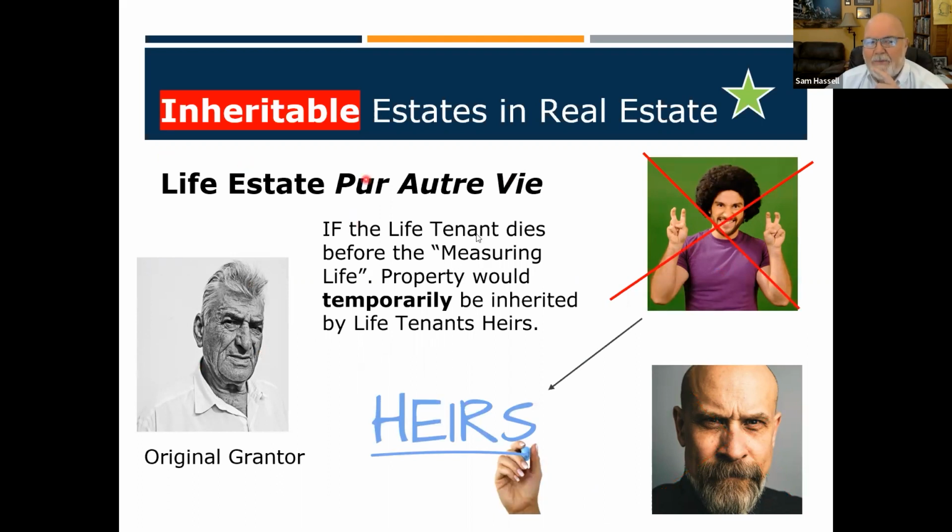Now, the way it's temporarily inherited is this. Dad is still the measuring life, right? He's still measuring life. So grandpa still says dad is measuring life, but the son, Junior, dies. So now there's two kids and the wife that are still there. They do not have to leave as long as grandpa or dad here is still alive. The measuring life is still alive.